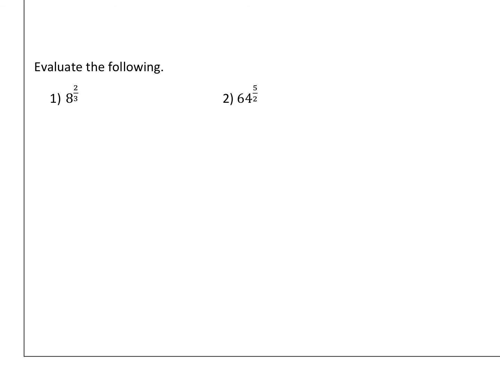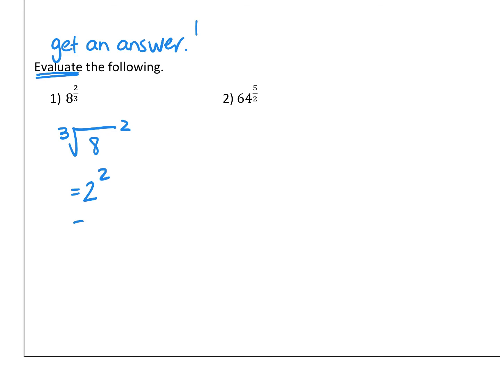All right, lastly, let's look at evaluating these things. So evaluate means to get an answer, like figure out what it is. So 8 to the 2/3. What I want you to do is write these in radical form. So this becomes the cube root of 8 squared. So the cube root of 8 is 2, squared, which is 4.